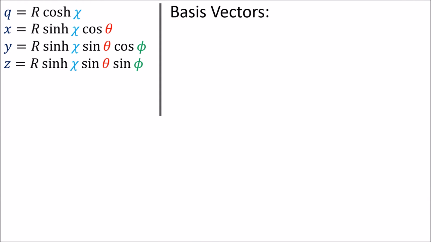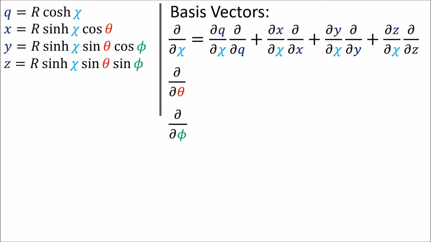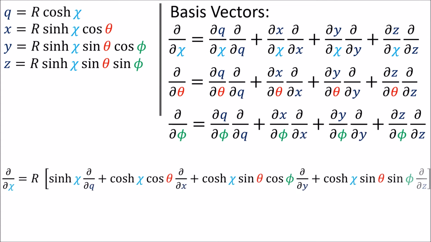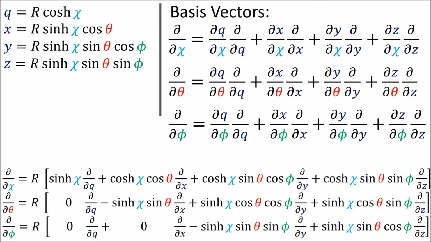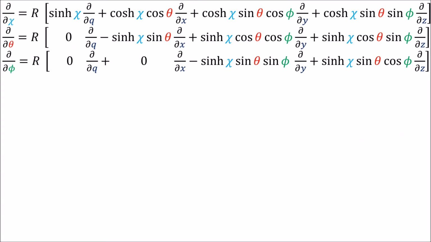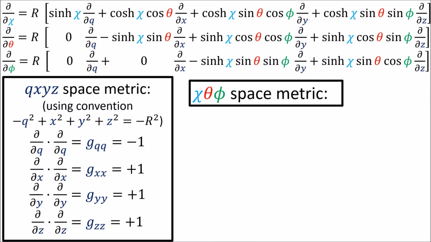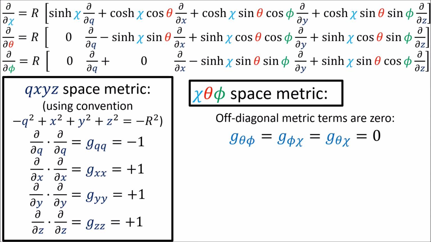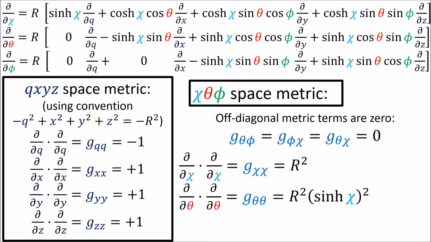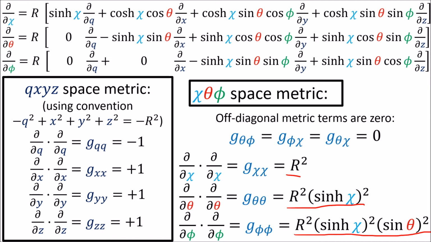As before, we can get the basis vectors for chi, theta, and phi by expanding them in terms of the q, x, y, z basis vectors using the multivariable chain rule. And as before, we can use the extrinsic 4x4 metric with q, x, y, z to measure distances. Or we can use the intrinsic 3x3 metric with chi, theta, phi. Just like before, the off-diagonal metric components go to 0, but the diagonal components now look like this.